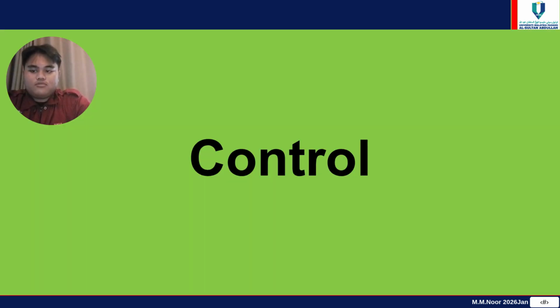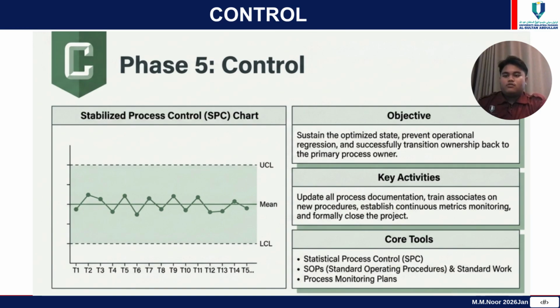This brings us to our final and arguably most critical phase, which is phase 5, control. Many improvement projects fail over time because teams walk away and the process slowly slips back into old inefficient habits. The control phase is designed to prevent that regression. The objective of the control phase is to sustain our optimized state and successfully hand ownership of the process back to the primary process owner.